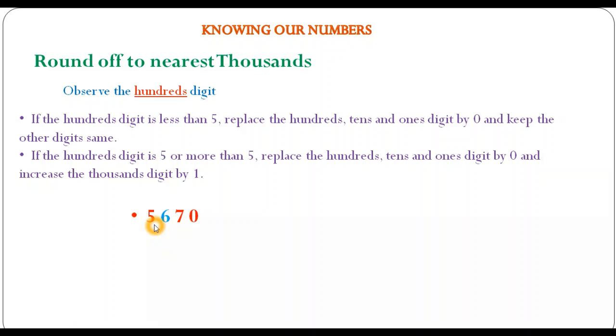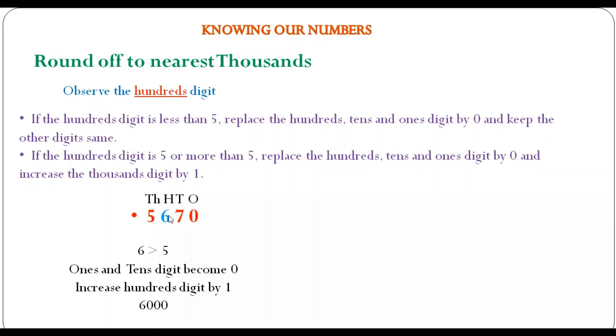Let's take an example. Here we have the number 5670. Round off to the nearest 1000. It means we have to observe the hundreds digit, that means we observe 6, right? 6 is greater than 5. Then 670 will be replaced by 0, so 3 zeros, and 5 is increased by 1, that means 6. It becomes 6000. So 5670 is close to 6000, right?